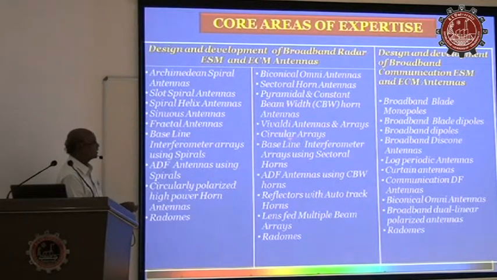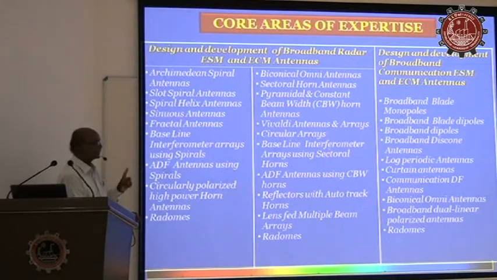Then Vivaldi antennas and arrays. Circular arrays also we have developed. By using a single circular array we can cover 360 degrees, whereas if you use the BLI arrays, 4 such arrays are required to cover 360 degrees. This also we have implemented. Then baseline interferometric arrays covering using the sectoral horns, DF antennas, reflectors with auto track horns. I will tell why this auto tracking is required along with the reflectors. Then multiple beam arrays.